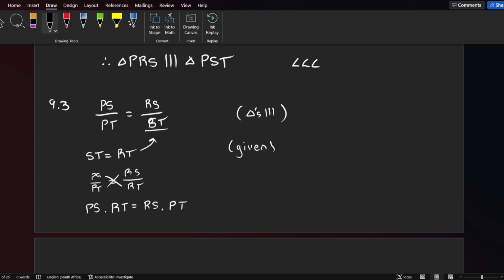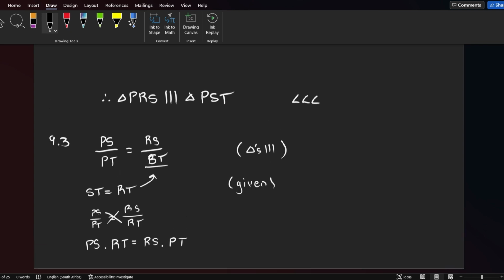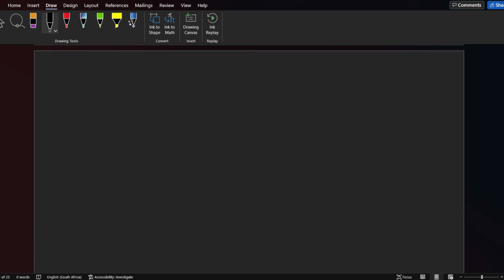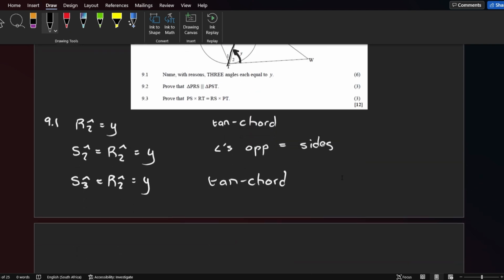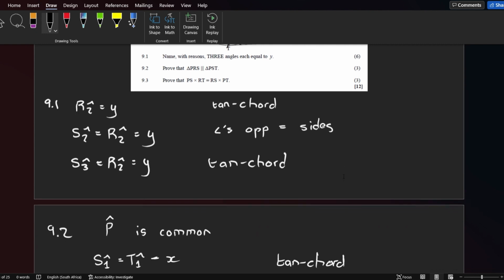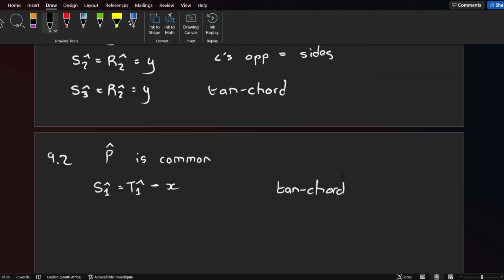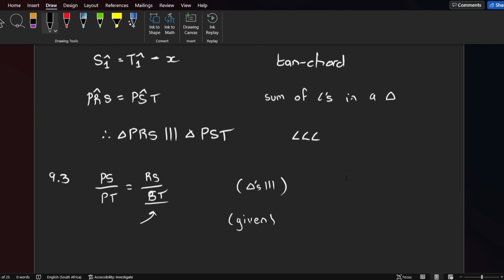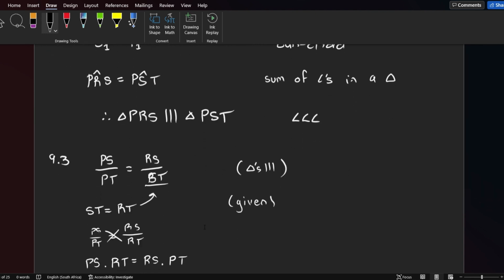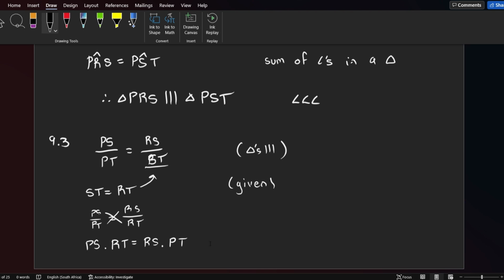And looking at what the question asked us to solve, we can see that we have successfully solved this expression: PS times RT equals RS multiplied by PT. And that brings us to the end of this question on Euclidean geometry. So we have successfully proved that PS times RT equals RS times PT.